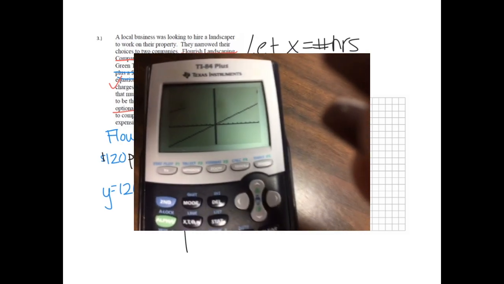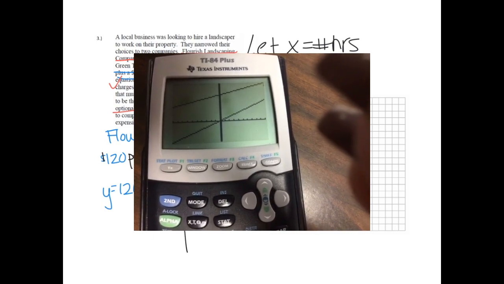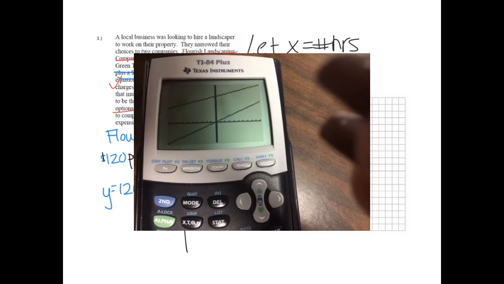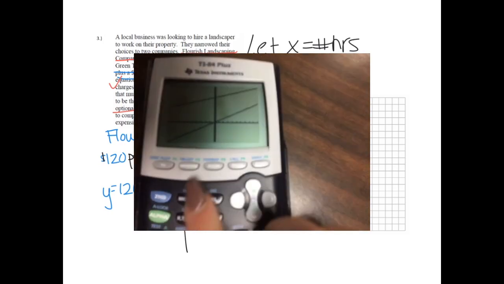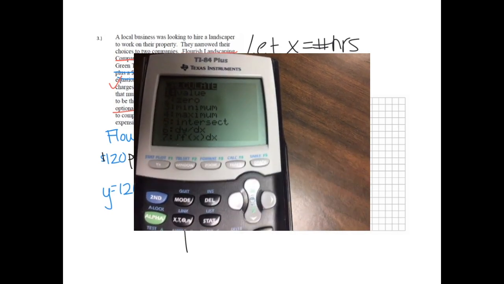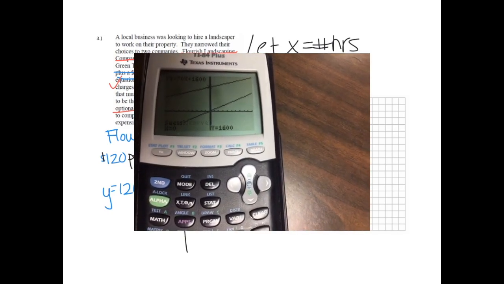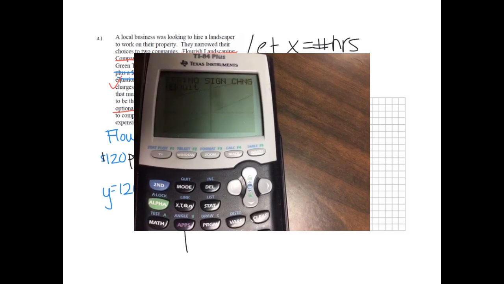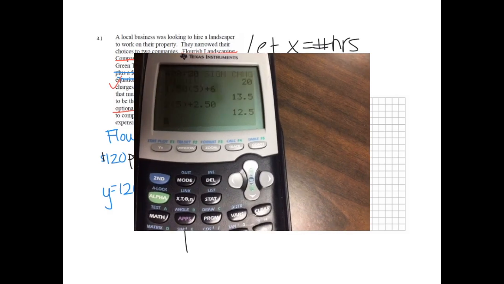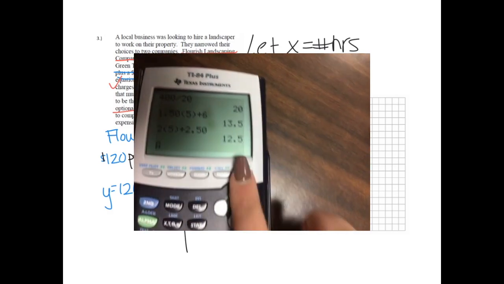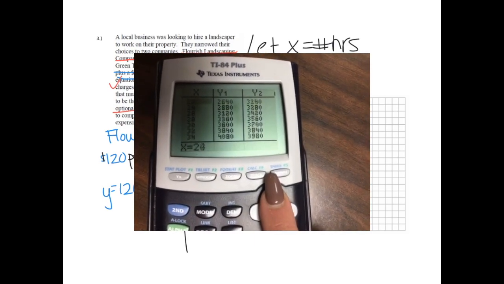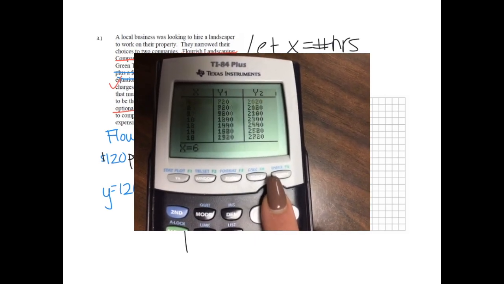Okay, so when I zoom fit, what do I see? Well, I can't really see the intersection point. And if I do a second trace, option 5, enter, enter, enter, I'm going to get nothing. Okay, now when this happens, if this happens, go to your graph and try to look at the table of values and see where your Y values are the same.